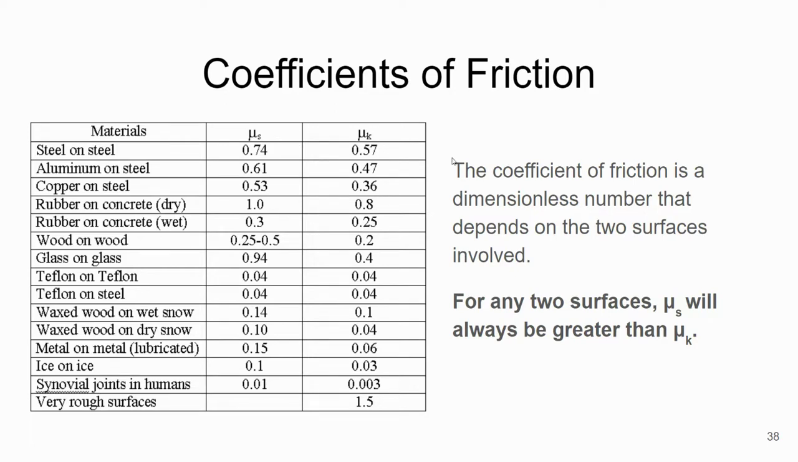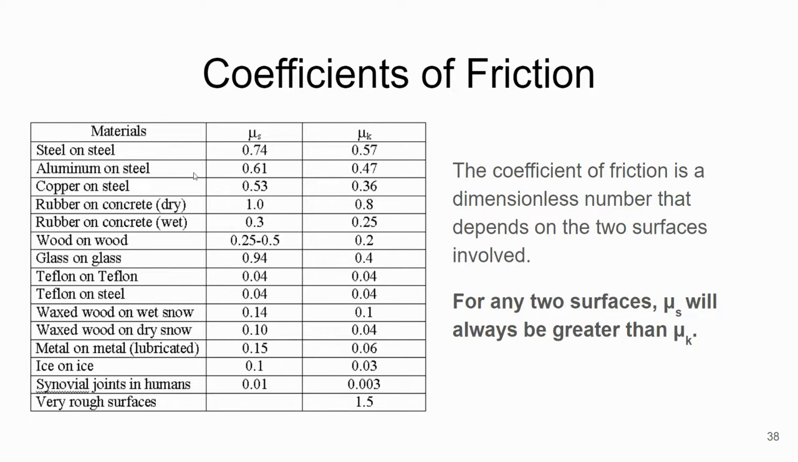If we look, for example, at the first one, steel on steel, let's look at mu sub k. These are two pieces of steel moving past each other. The coefficient of friction between them is 0.57. That's a fairly high coefficient of friction. Bare steel on bare steel, there's a lot of friction going on there. So 0.57 in other contexts, that's a fairly low number. But as far as coefficients of friction, it's a fairly high number.